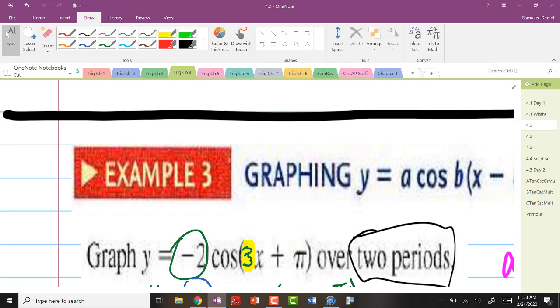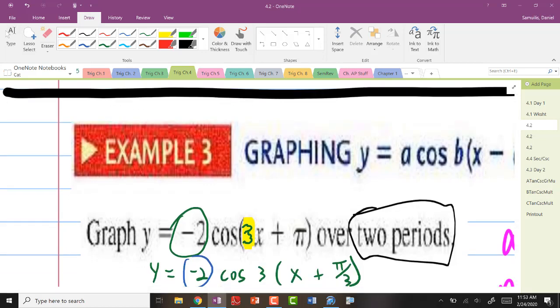Do the next one. Does anyone know about the 3 that you have in there? Hey, what's the phase shift? Is it pi left? No. Does anyone know what it actually is, if it's not pi left? No, it's not right. It's still left. What? Pi over 3. We had this before.